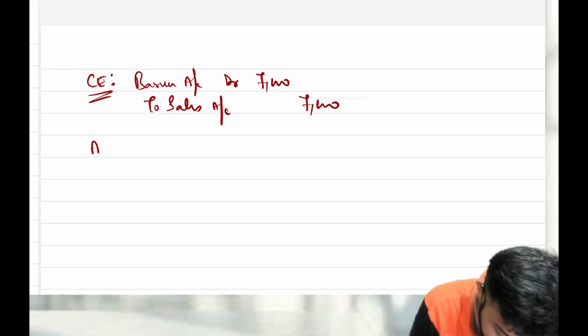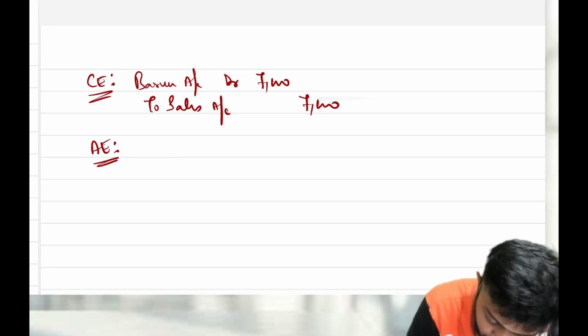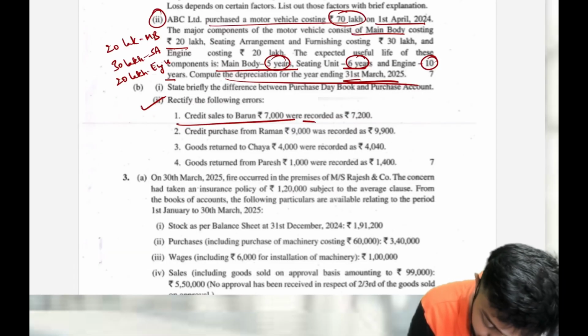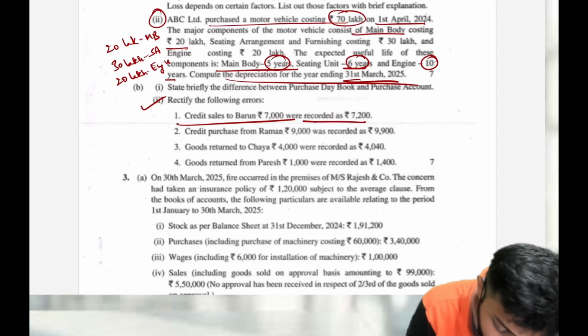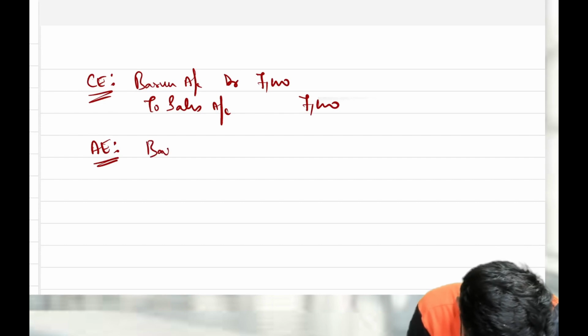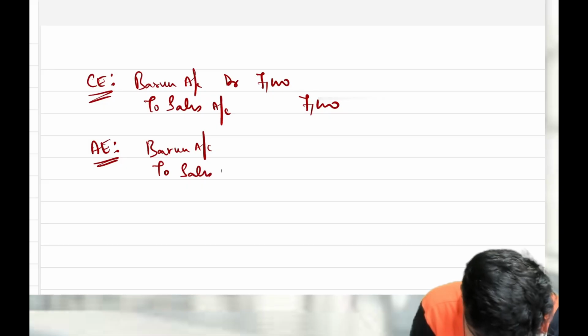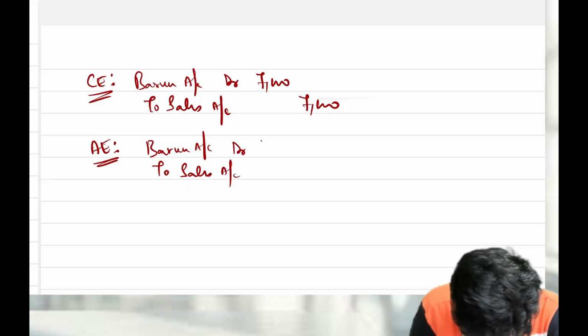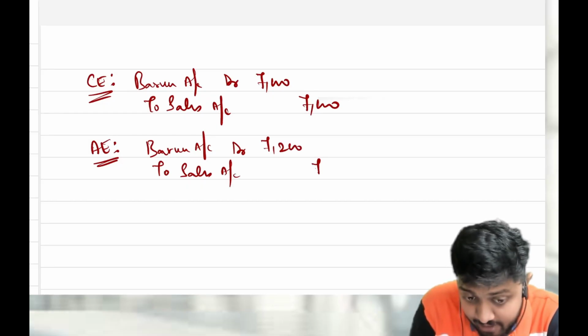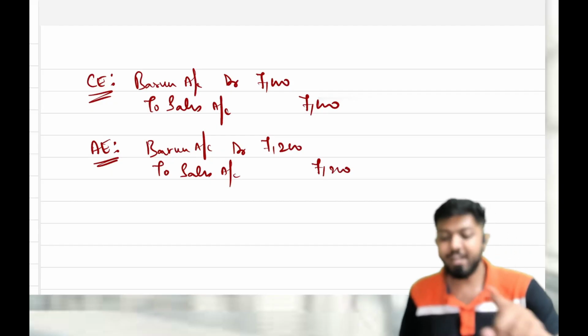7,000. This should have been the correct entry. But actually what they have done, they have recorded it as 7,200. They have done Barun account to sales account only, but they have recorded it as 7,200. So what kind of error is this?